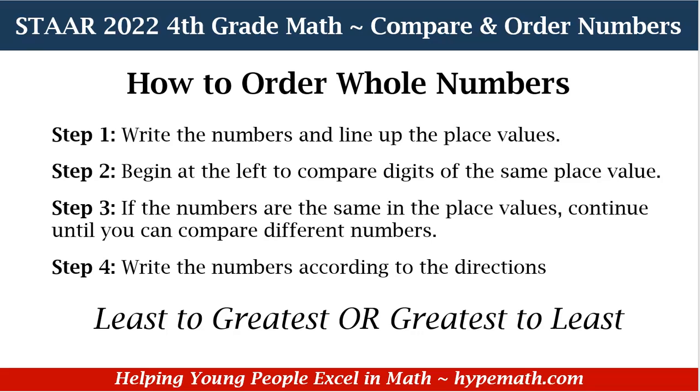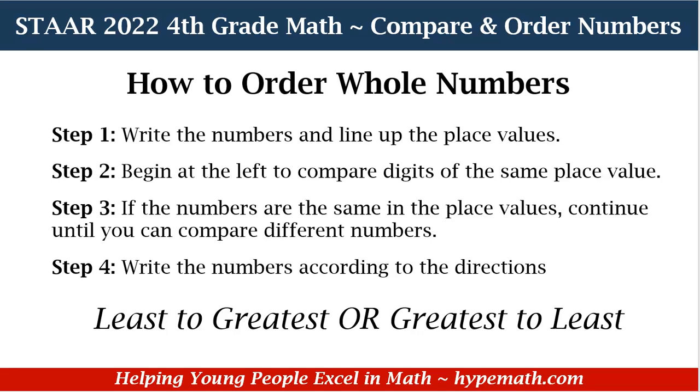Step 2, begin at the far left side to compare your digits of the same place value. Now, if the numbers are the same in the place values, what you need to do is continue to the right until you compare different numbers. And don't worry, we do have an example. After that, write down the numbers according to the directions.